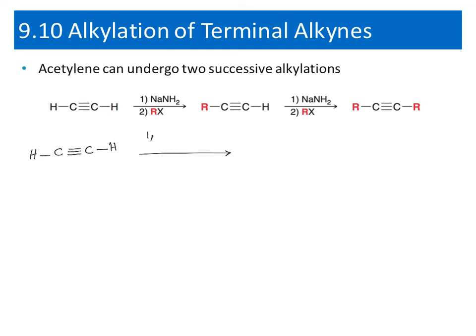in the first step, we are using sodium amide. In the second step, we are using ethyl iodide. Again, in the third step, we can use sodium amide. And in the fourth step, we are using another type of alkyl halide. So what's happening here?